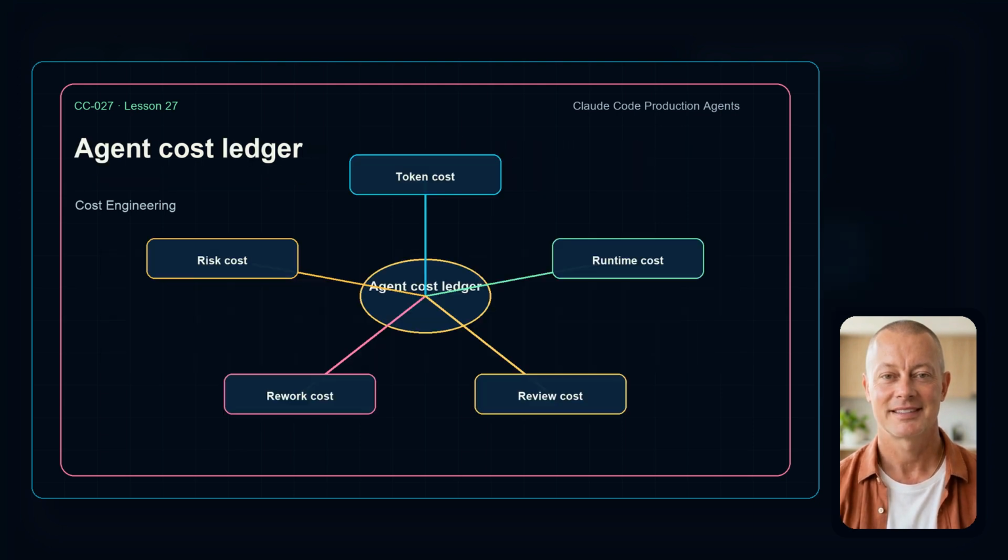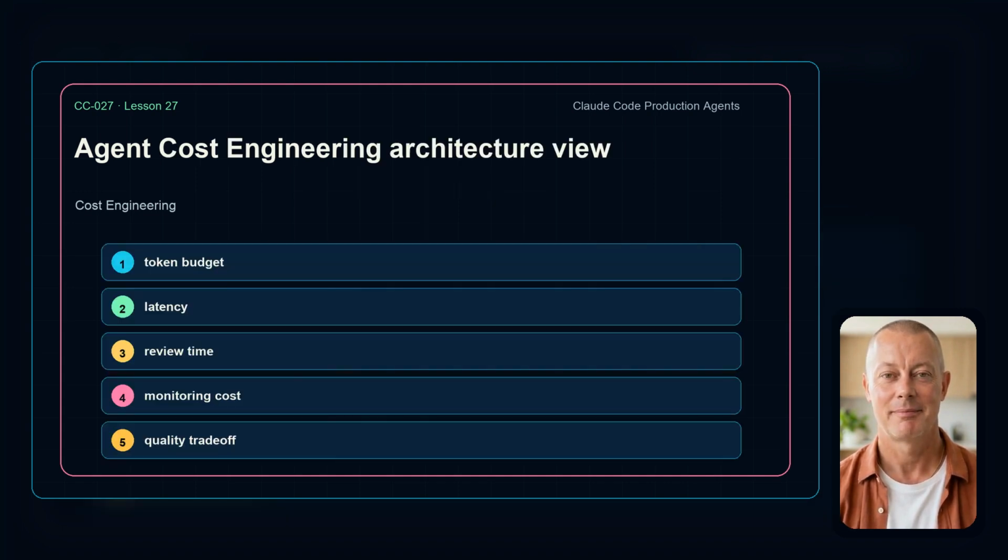The visible artifact is the agent cost ledger. It has five parts: token cost, runtime cost, review cost, rework cost, risk cost. Those parts turn an abstract concern into a concrete review conversation. This part of the visual map matters because it shows the actual moving pieces: token budget, latency, review time, monitoring cost, quality trade-off. If one of those pieces is invisible, the team will struggle to operate the workflow under pressure.